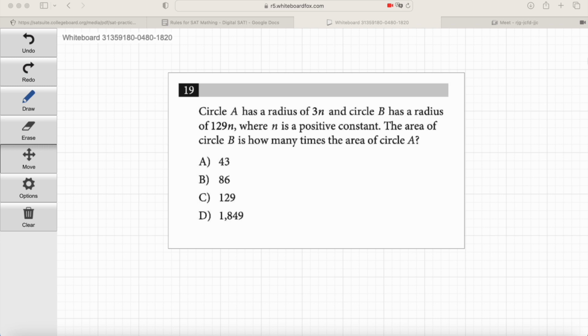Circle A has a radius of 3n and circle B has a radius of 129n, where n is a positive constant. The area of circle B is how many times the area of circle A?